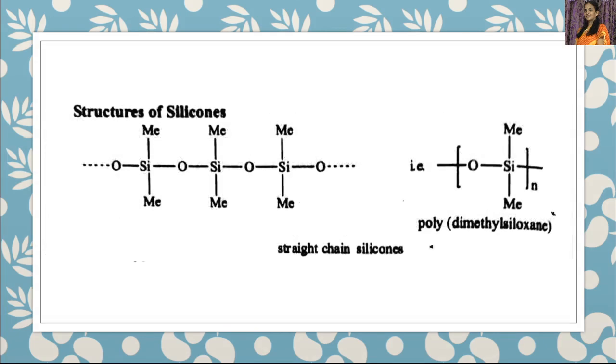Next, let us see the structures of silicones. This is a straight chain silicone. Any compound which has an O-Si-O bond is called a siloxane. So these are the alkyl groups, that is, here as a specific example, methyl groups we have given. These are straight chain silicones here. Example is given, that is polydimethyl siloxane. This one. Okay.